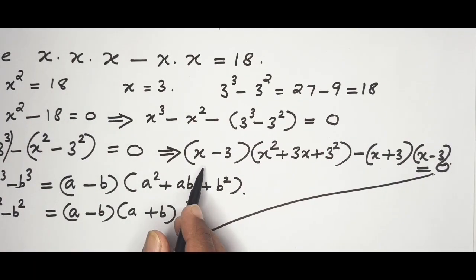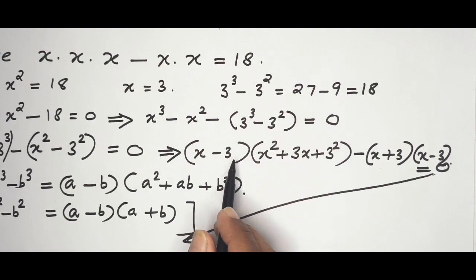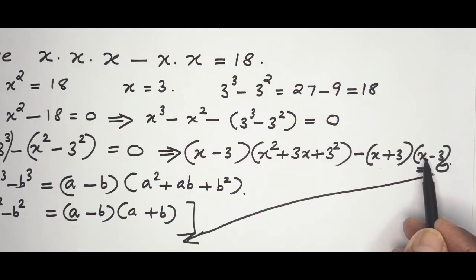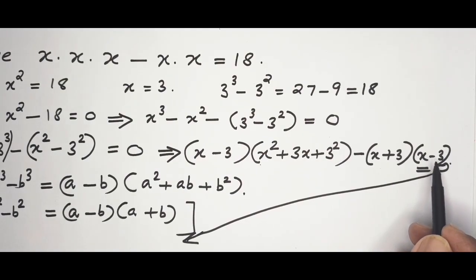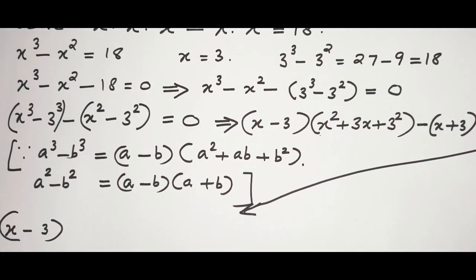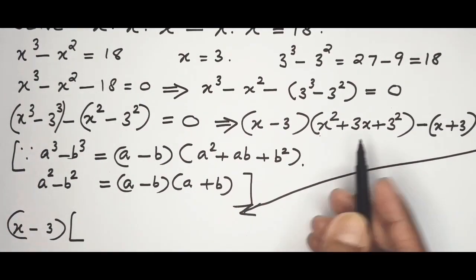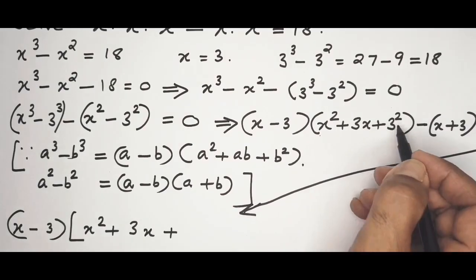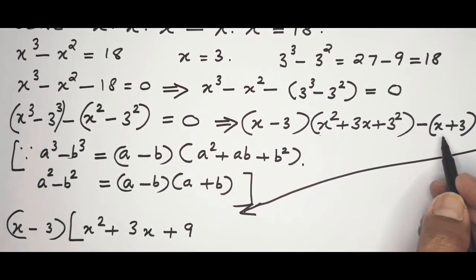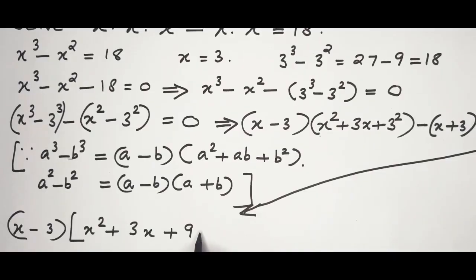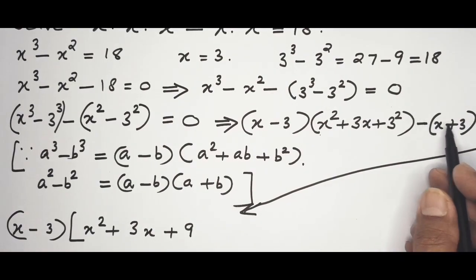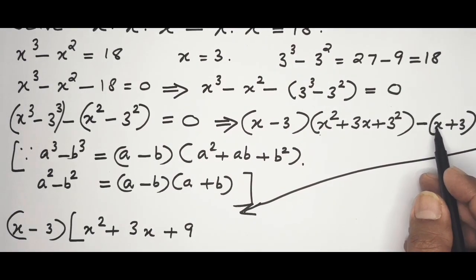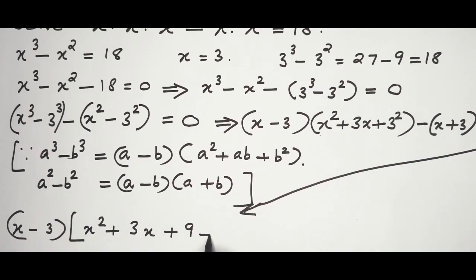Now let me simplify further. See, there are 2 terms on the left side. Here you can see x minus 3, and here also you can see x minus 3. That means x minus 3 is common. So let me factor it out. So you will have x minus 3. Inside the bracket you have x squared plus 3x plus 3 squared, which is 9. Then here you can see x plus 3 left over. So that will come here. And there is this minus sign. So when you write x plus 3, both will get minus sign. So you will have minus x minus 3, and the right side is 0.